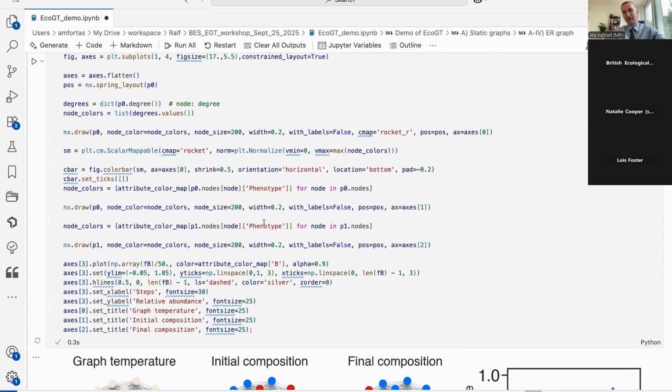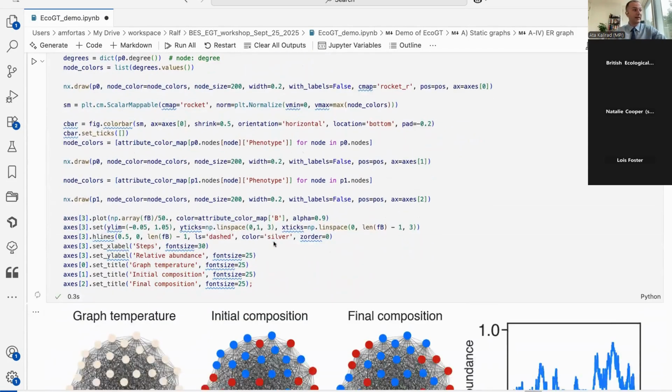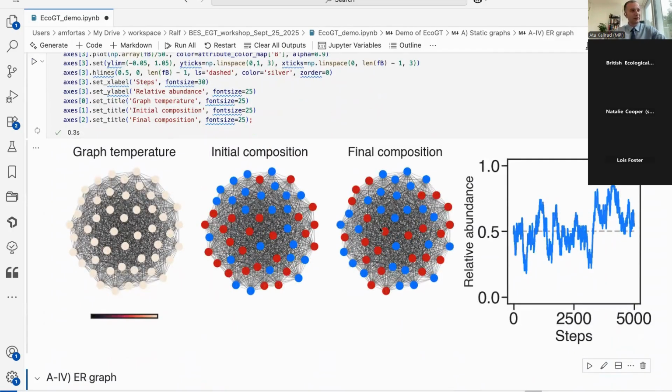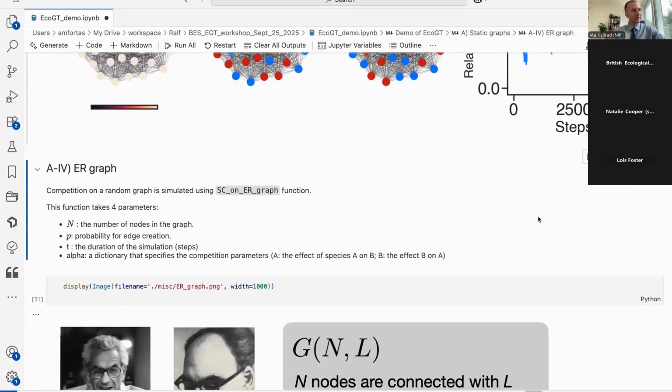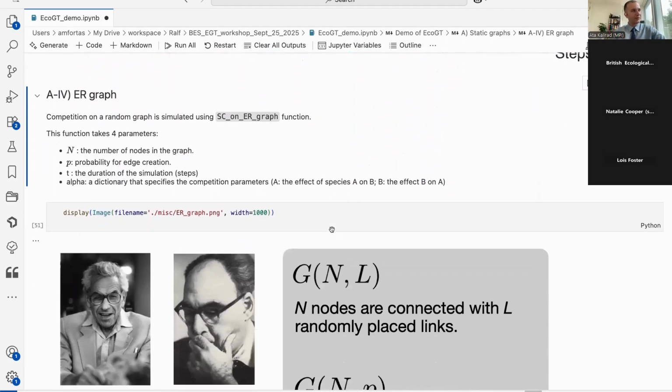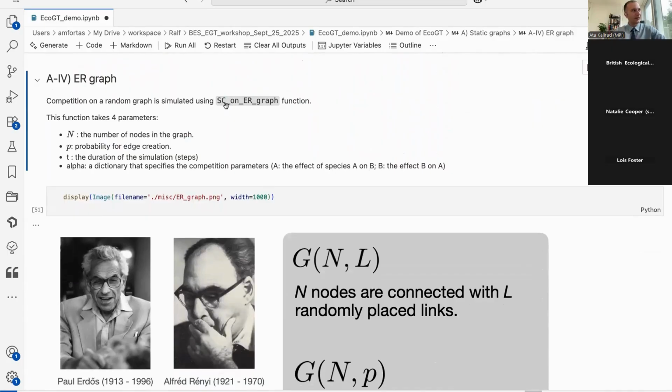So that in the classic Lotka-Volterra, it is predicted to promote coexistence. And in the ecological graph version of it as well, it would just behave exactly like that. Now, more interesting graphs, of course, you have the Erdős-Rényi graph. So in the ecological graph theory code, that is simulated using the SC on ER graph function.